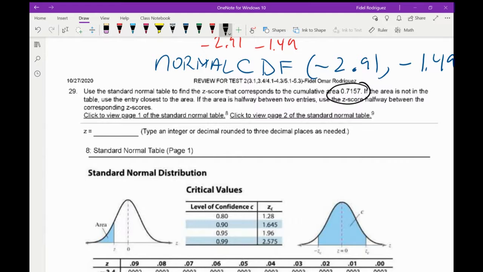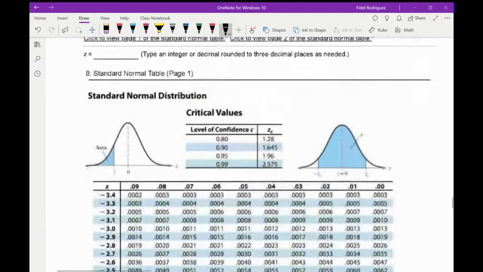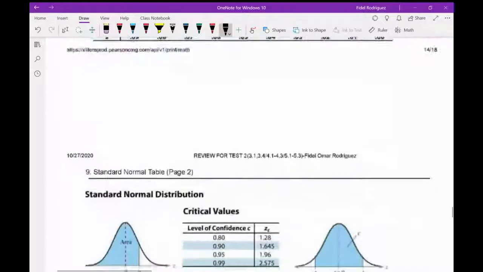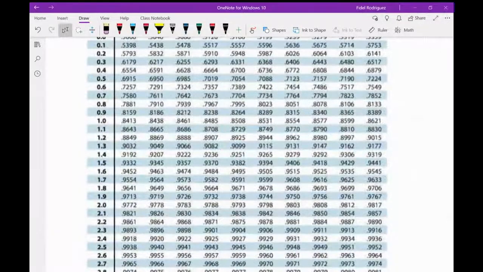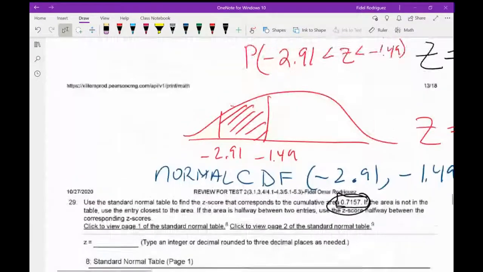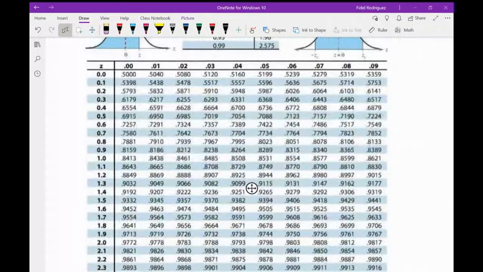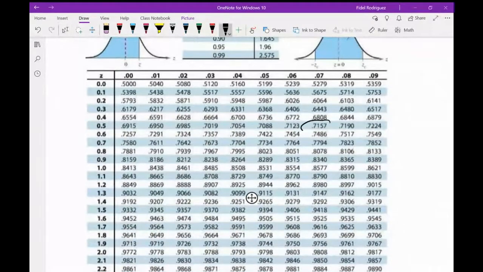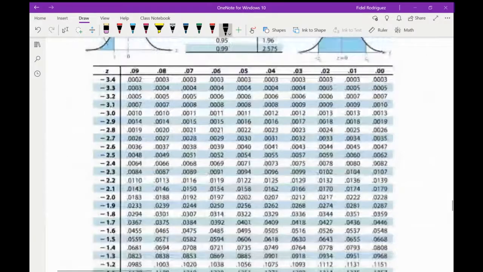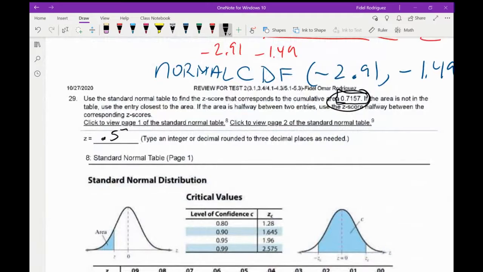Let me show you what I'm going to do here. I'm going to show you two ways. One way is with the table, one way is the calculator, and then you get to decide which way works best for you. Look at the area, it's 0.7157. I'm going to come to this table and see, can I find that exact number? It's right here. You see it? So what is the z value that we have? 0.57. Yep, and that's how I would do it if I was using the table.